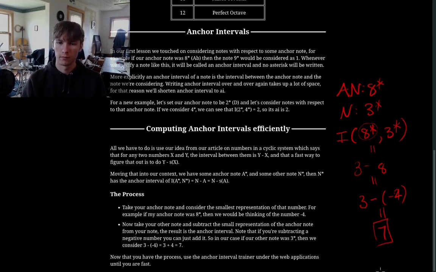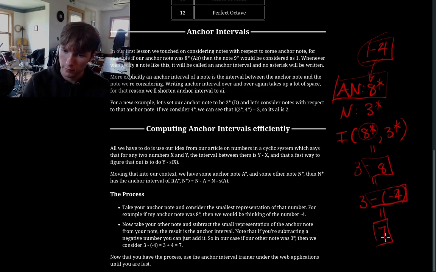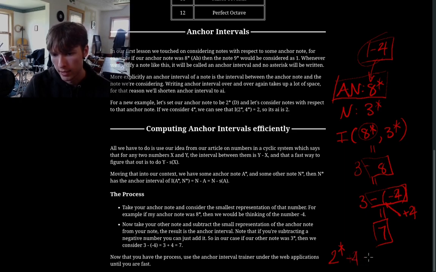So you can see the small representation of a number becomes useful when we're talking about notes. When you set your anchor note, what you want to do is consider what the small representation of that number is. Well, it's minus 4. And you keep that in mind, because whenever you see another note, you know that eventually you're going to be subtracting, which turns into adding. So in reality, the operation that happens here is plus 4. So let's say we get the note 2. We know this whole process is just going to boil down to adding 4, and then we'll get 6. And that makes sense, since the anchor interval of 3 was 7, so the anchor interval of 2 is 6.